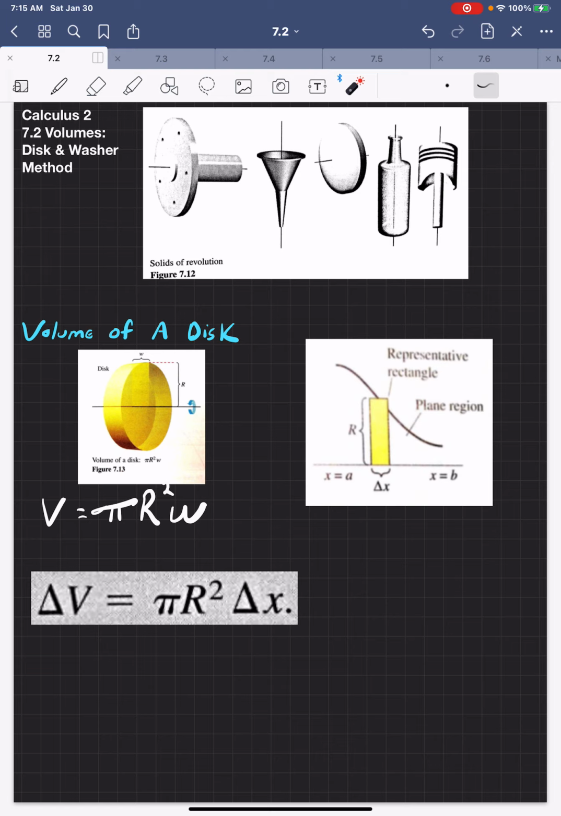Now, what we're going to do is, instead of using the term W for width, and notice that in this case the width of this rectangle, we're going to go back to our notation of delta x. So delta x is just the width of this rectangle. If we're going to let W be represented by delta x, you can see how I've substituted delta x in here. Now, why?